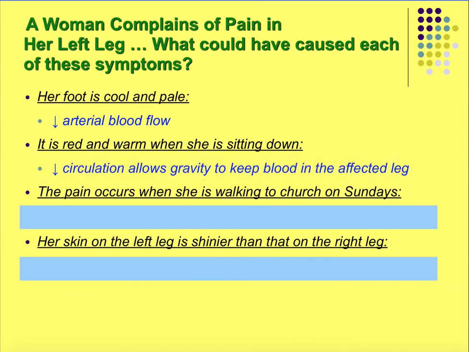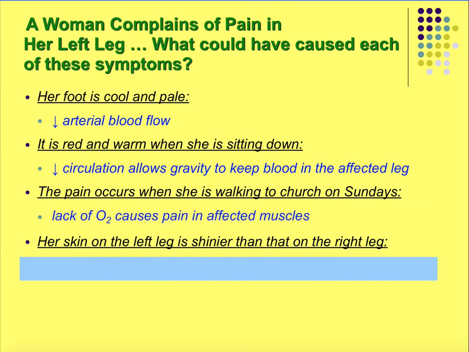So she has pretty much poor circulation. And so gravity, when she's sitting down, just kind of holds on to that blood. And then it says the pain occurs when she's walking to church on Sundays. So why does it hurt when she's in motion and walking? Because we've already established she has poor circulation, she probably has a lack of oxygen, and that's causing pain in these muscles that she is exercising when she's walking.